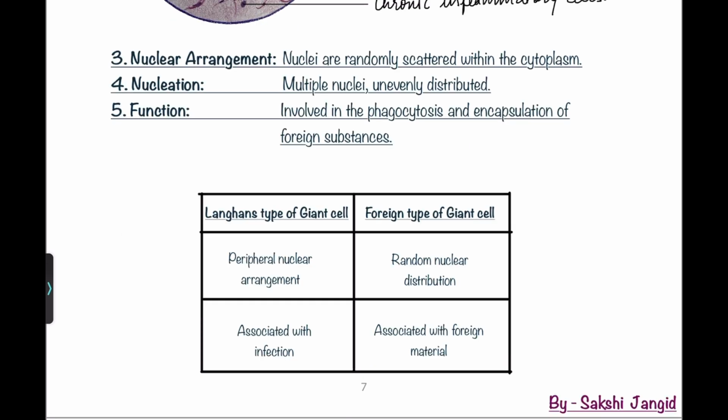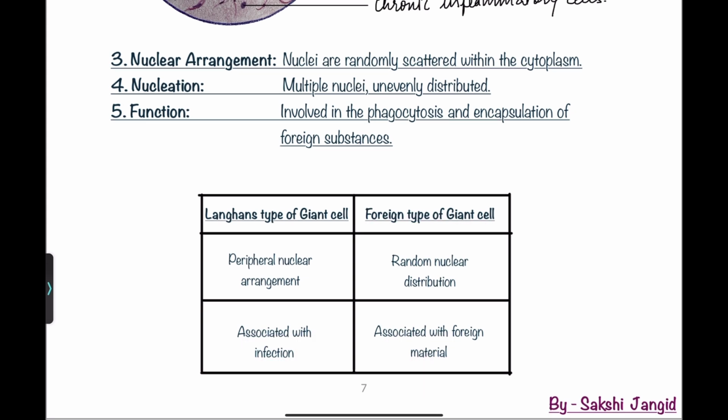The core difference you can see in the giant cells is that in Langhans type there is peripheral nuclear arrangement, while in foreign body type it is random nuclear distribution. Likewise, Langhans type is associated with infection, whereas foreign body type of giant cell is associated with foreign material. This concludes our lecture on the histology of cells.